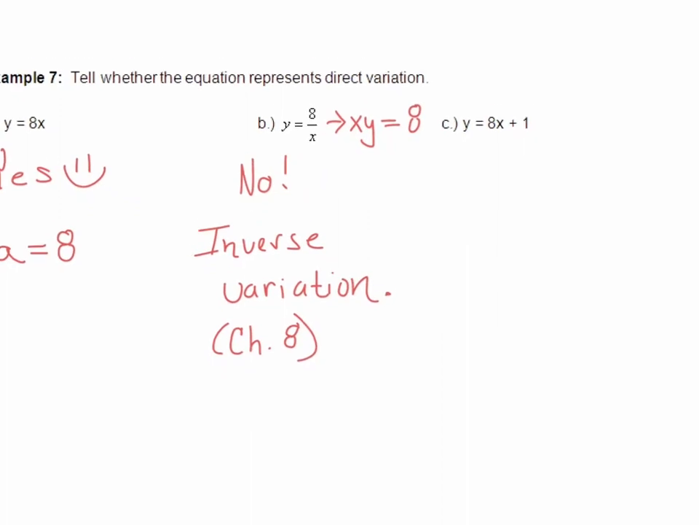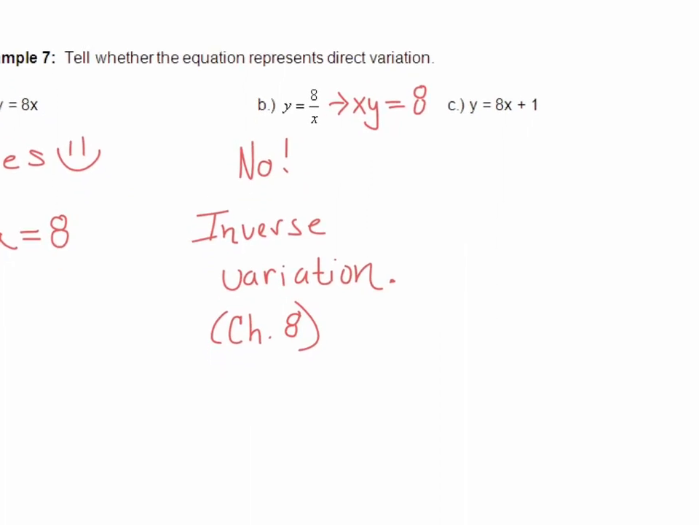All right, last one, part C. This time I decided to add 1 onto my 8x. Who said yes, that is direct variation? Who says no? Wow, good job. All right, why? It is a function, but direct variation is a function too. They've all passed the vertical line test.